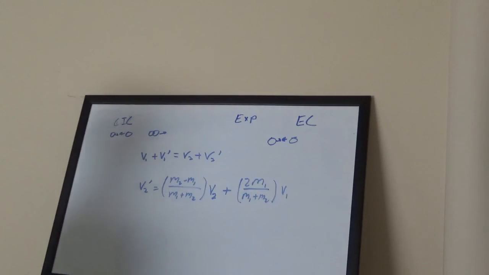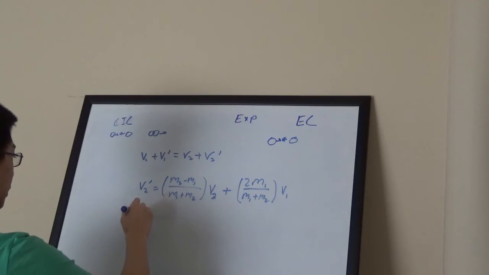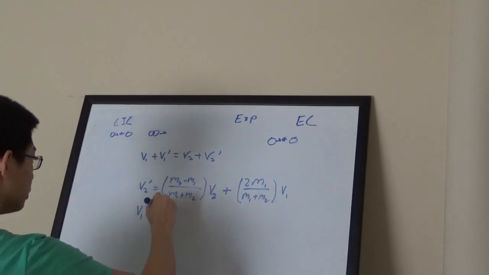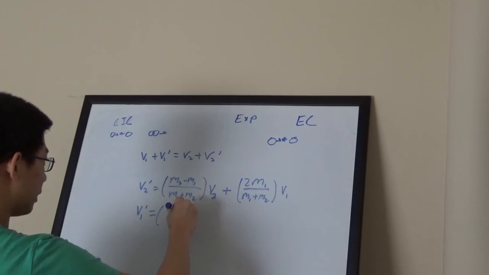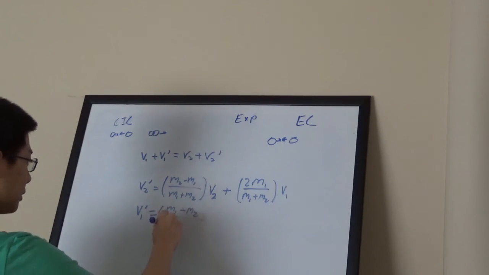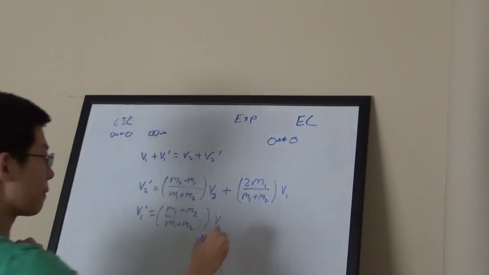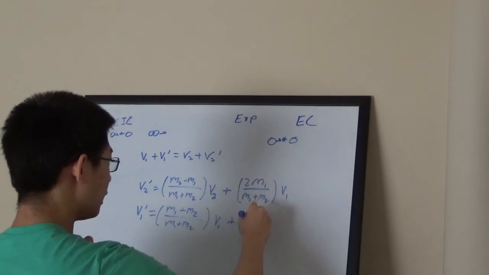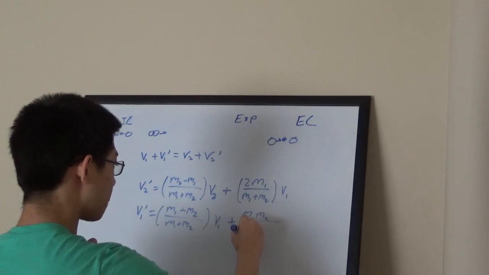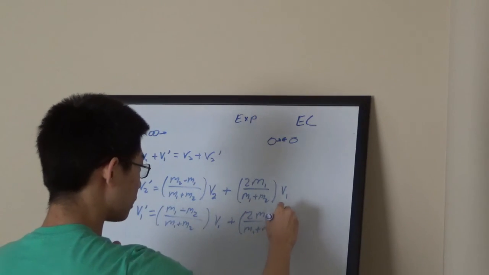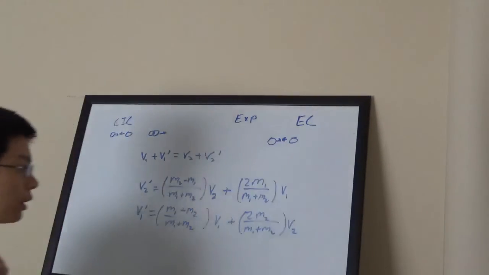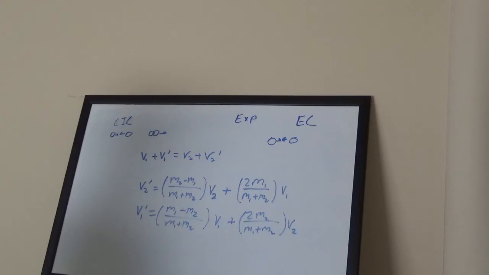Alright, and then similarly, if we just replace the coefficients 1 and 2 and rearrange, we get v1 prime is equal to (m1 minus m2) over (m1 plus m2) times the original v1, plus 2m2 over (m1 plus m2) times v2. Yeah, so there we go. These equations are important. And we can actually see them in action.